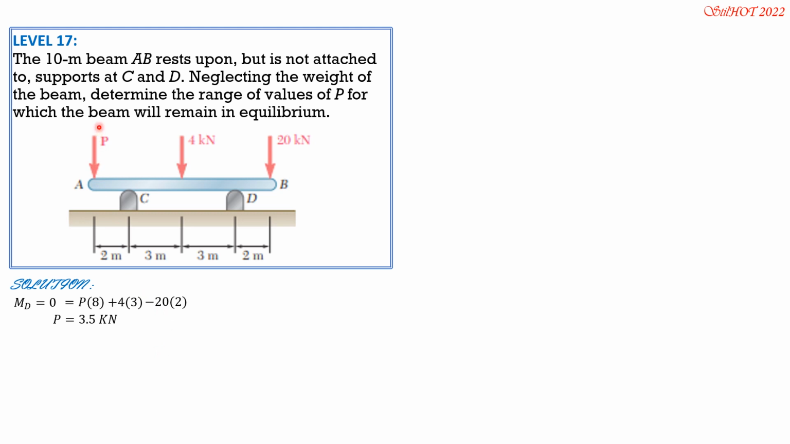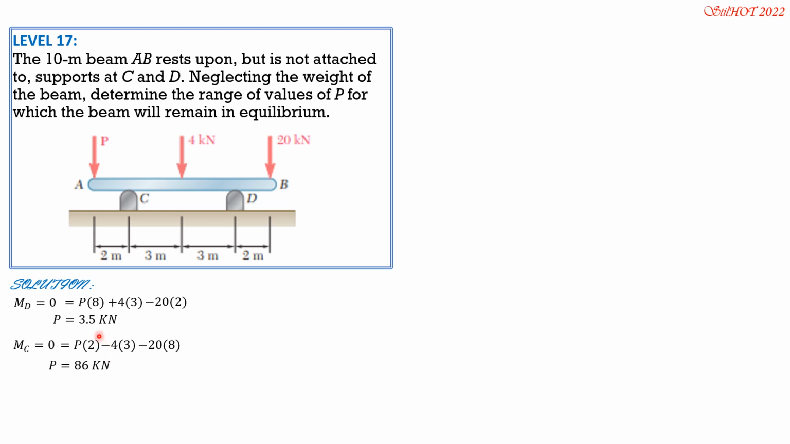Now for maximum P, there's contact at C, but no contact at D because P is heavy. So as a result, I will just exaggerate, it will overhang like that. So there's no contact at D. So moment at C should be 0 so that the reaction at C is not involved. So considering counterclockwise as positive again, P maximum times 2, then minus 4 times 3, then minus 20 times 8. So that's the equation. Take note, no reaction at D. Solving for P max is 86 kilonewtons.